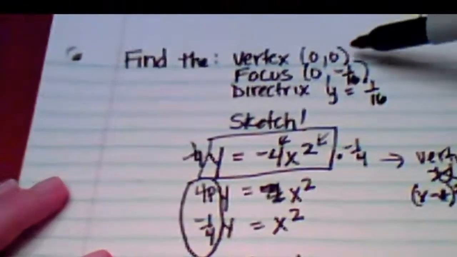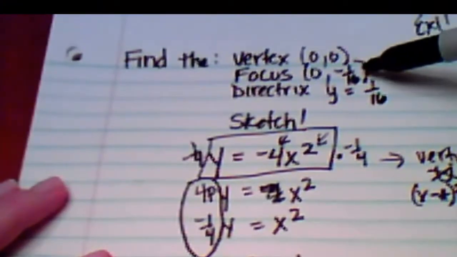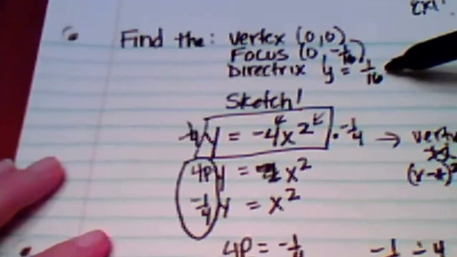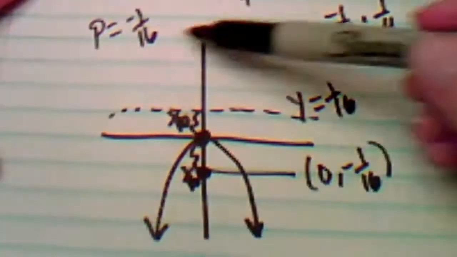So again, my vertex is (0, 0). My focus is (0, negative 1/16). My directrix is y equals 1/16. And then this is a rough sketch of my parabola.